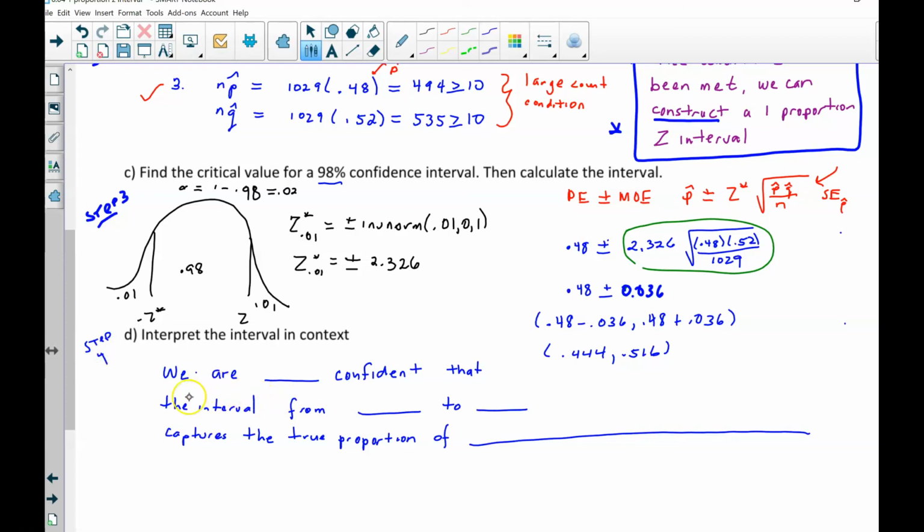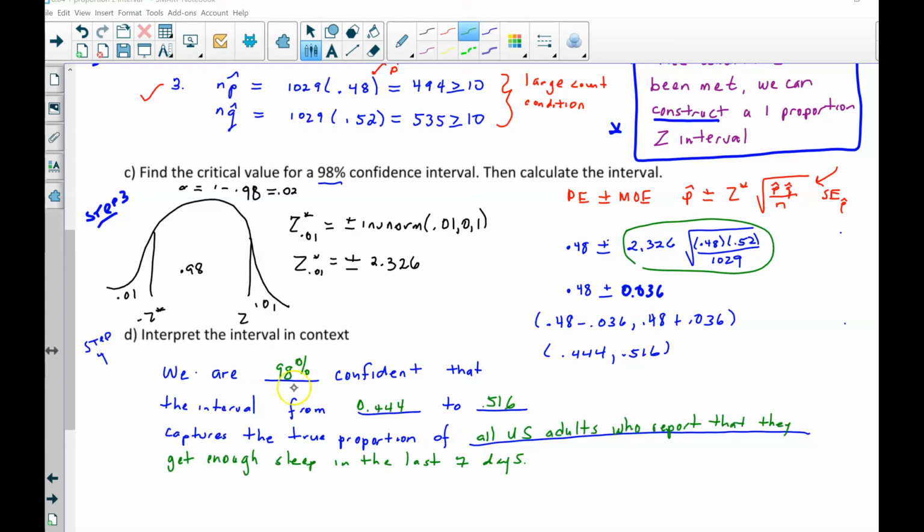So step 4 in the process is to actually interpret the interval that you just constructed, and we have the sentence frame. We are blank percent confident that the interval from blank to blank captures the true proportion of, and I'd like you to fill it in and then compare your answer to mine. We are 98% confident that the interval from 0.444 to 0.516 captures the true proportion of all U.S. adults who report that they get enough sleep in the last 7 days.